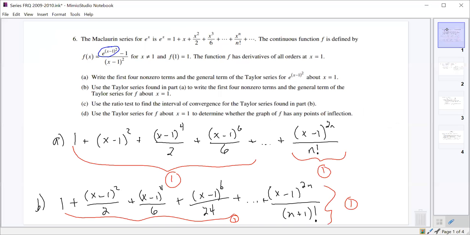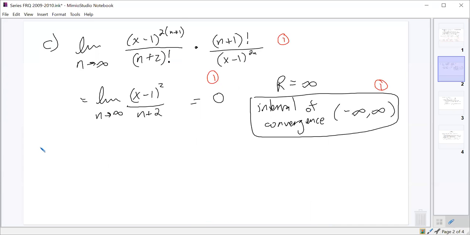All right, let's take a look at part D. Part D says use the Taylor series for f, so this thing that we got here, to determine whether the graph of f has any points of inflection. So this is not really a series question per se. We're looking for points of inflection of a function, which means we need to take a look at the second derivative. So we're looking for f double prime.